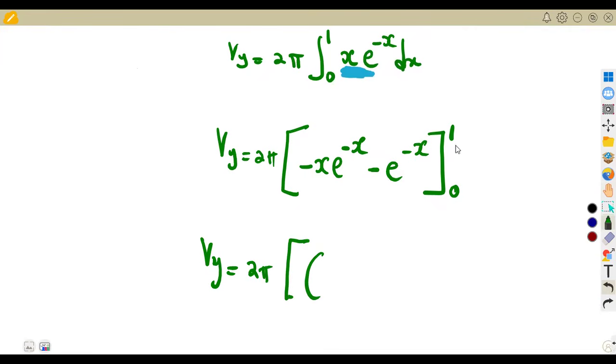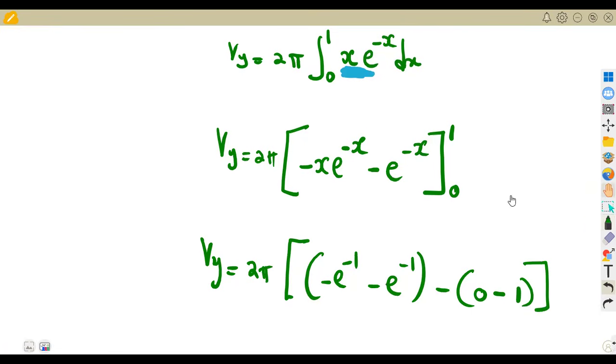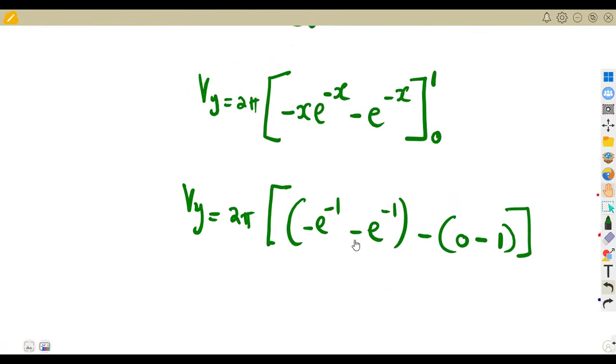On the upper limit, our x is 1. So you're going to substitute that 1. So it's going to be minus 1, which is minus e to the exponent of 1, which will be minus 1, like that. Minus x, it's 0. Guys, any number times 0 is 0 on that part. So this will be 0 minus e to the exponent of 0. That's what? That's 1. Any number to the exponent of 0, you know that it's 1.